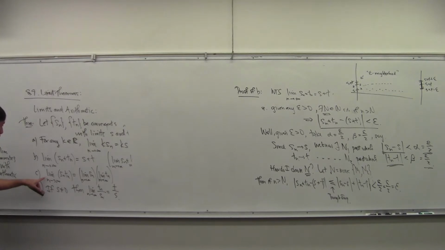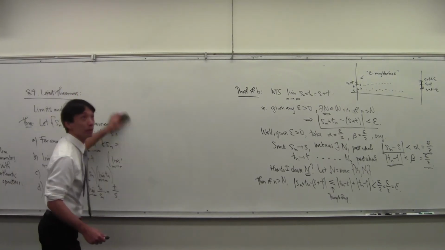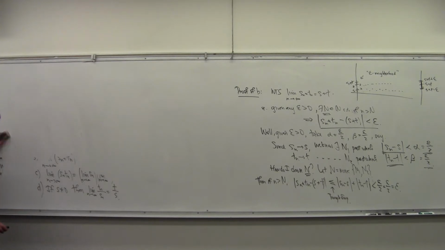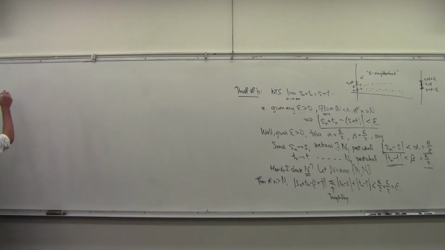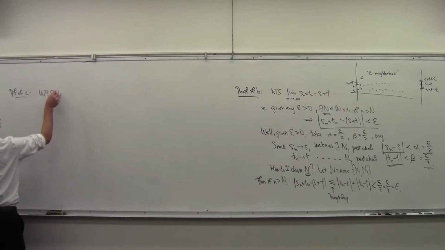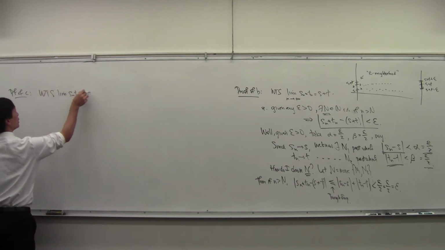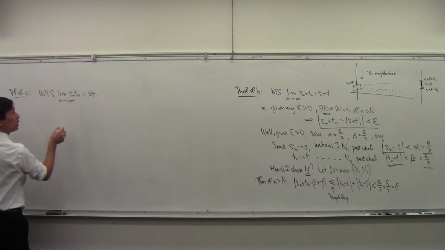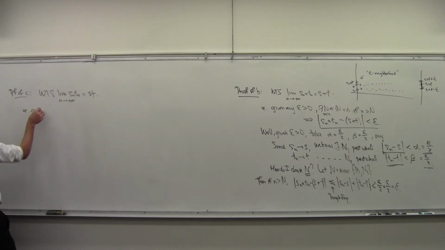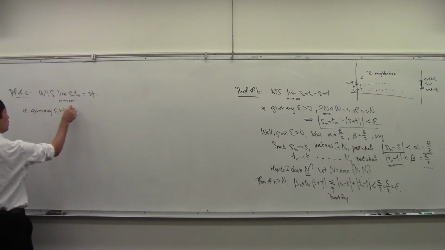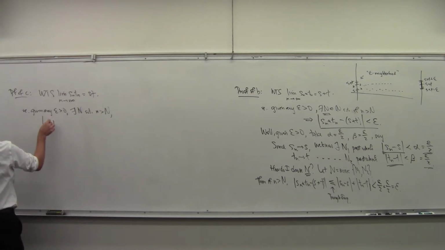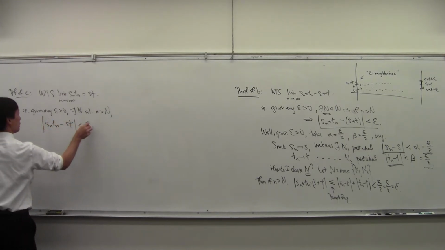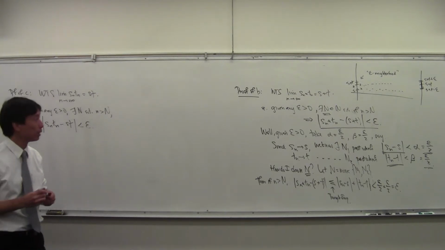Let's do a harder one. Letter C. There's only 7 of this. Let me just get started on it. Okay, so proof of C. We want to show that the limit of the product is the product of the limits as n goes to infinity. In other words, given any epsilon greater than 0, there exists n such that if we're past it, the distance of this to this is smaller than epsilon.